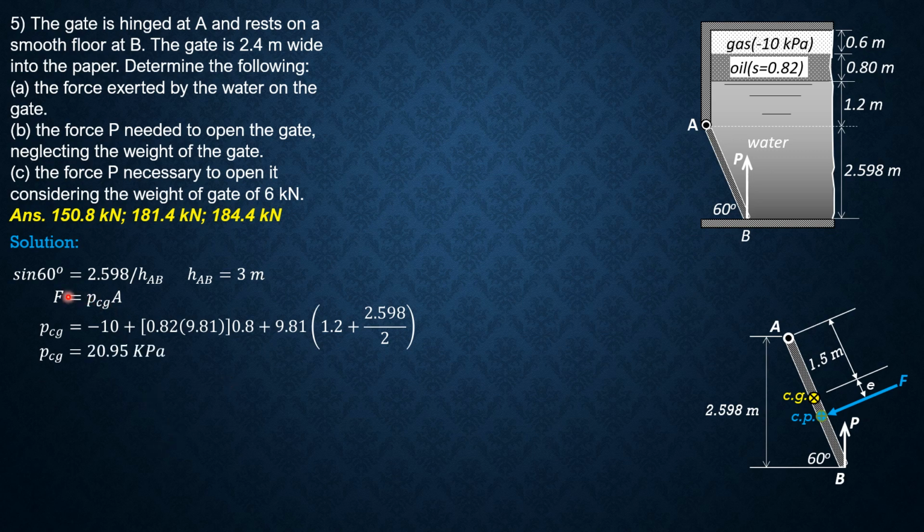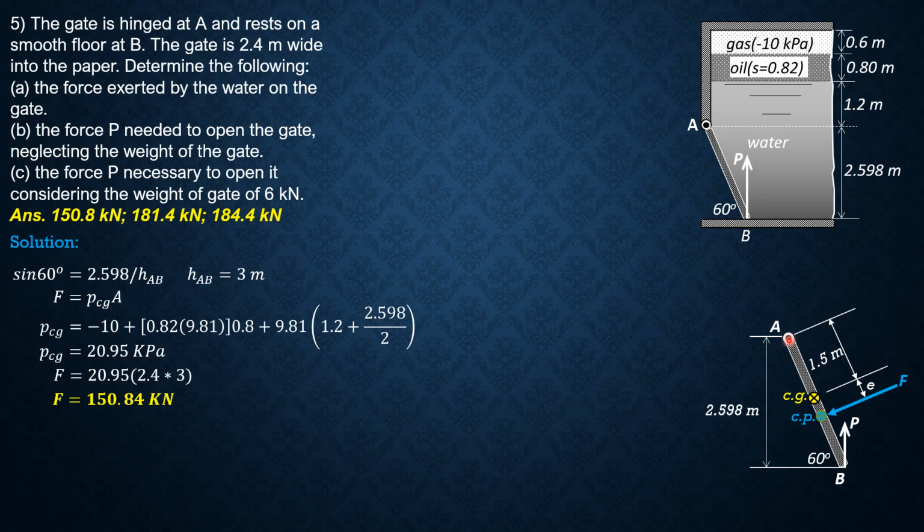So we can now solve for F. 20.95, the area is 2.4 times 3. So F is equal to 150.84 kilonewtons. Then for the force P needed to open the gate, we need to solve for e first.